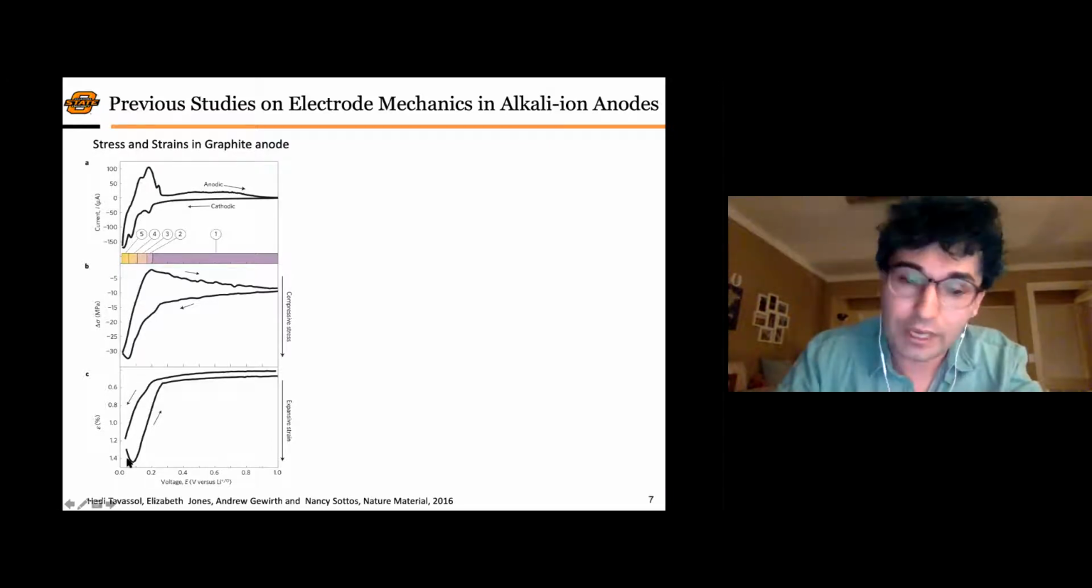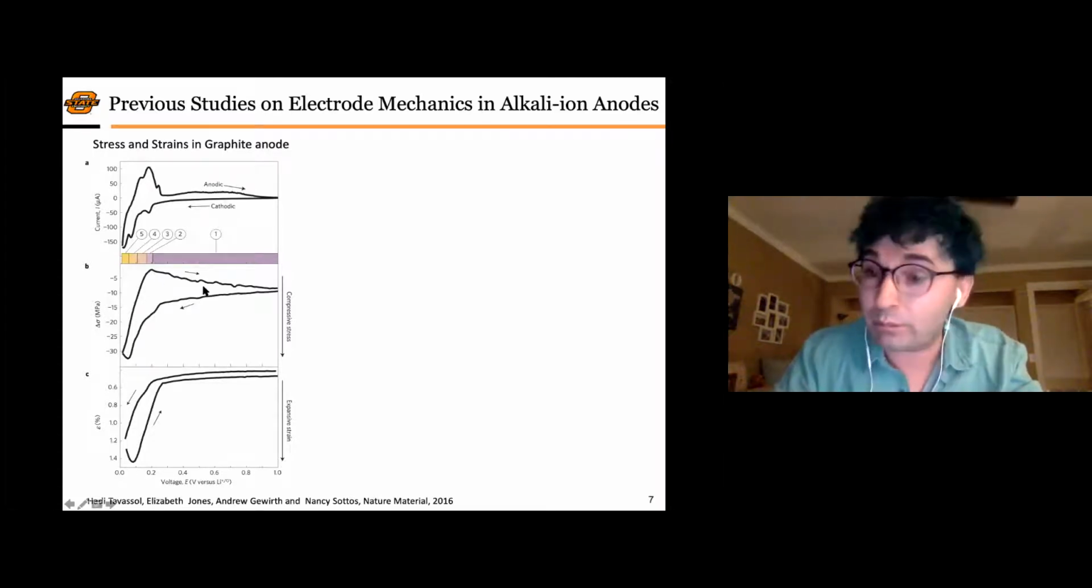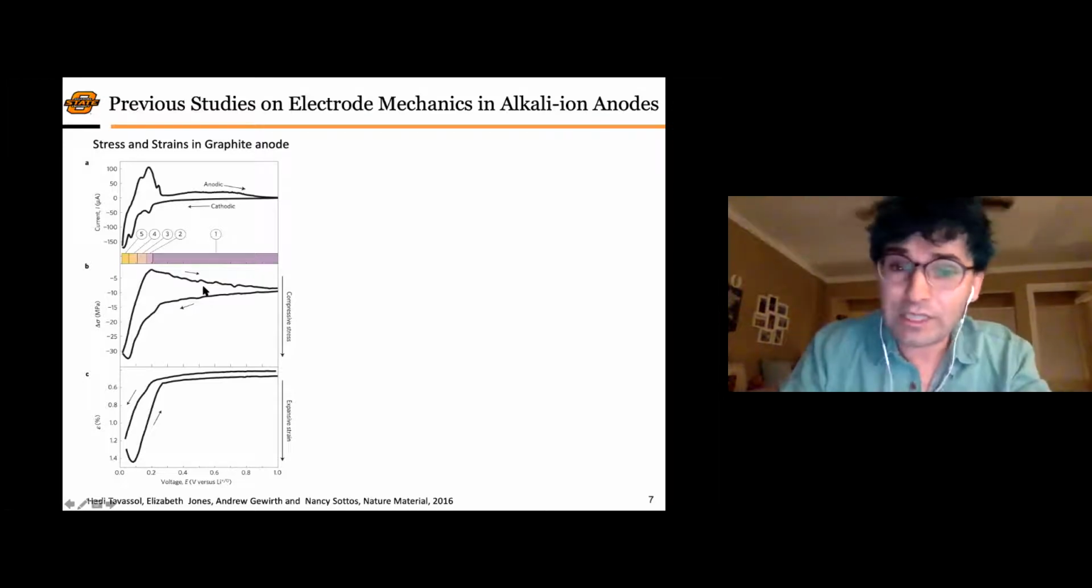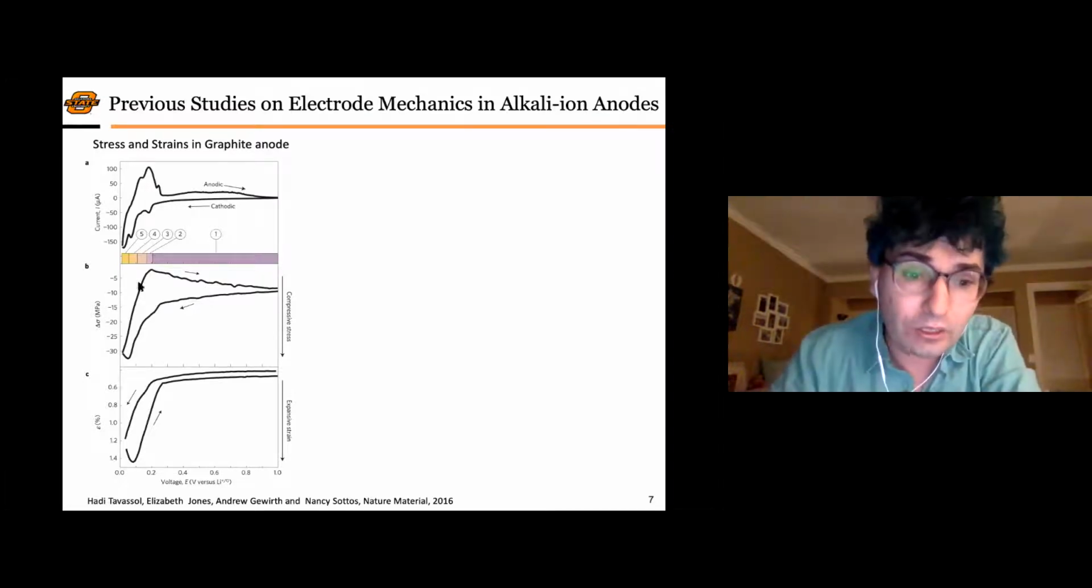During the anodic scan, this time the lithiums are removed, therefore there is a sharp reduction in the strain that also associates with the tensile stress growth in the material. The one thing you might realize here, the stress and strain is not linear with the voltage. There are localized changes in both stress and strain.